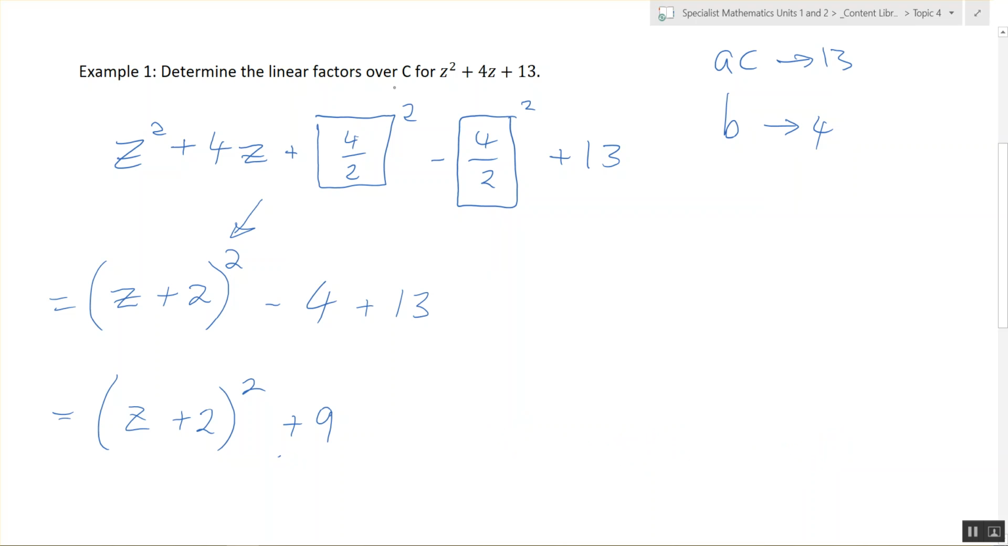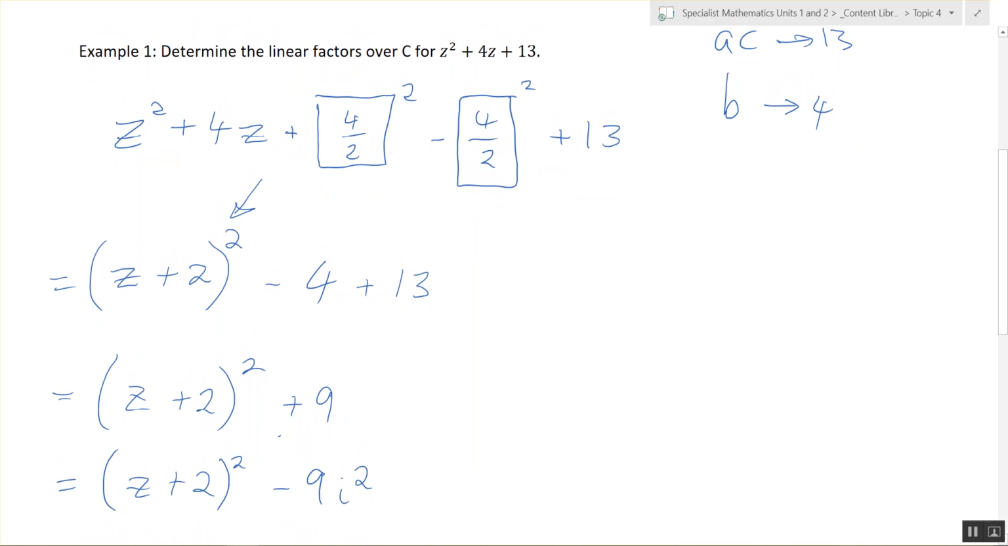So we're going to do it over C. If it didn't have over C, we couldn't do this. But because it does, we can turn the plus 9 into negative i squared, which is the same as positive 1. Now we can do the difference of squares. We've still got z plus 2, and we minus the square root of all of this, so 3 plus 2, and we square root, but this time it's a positive.